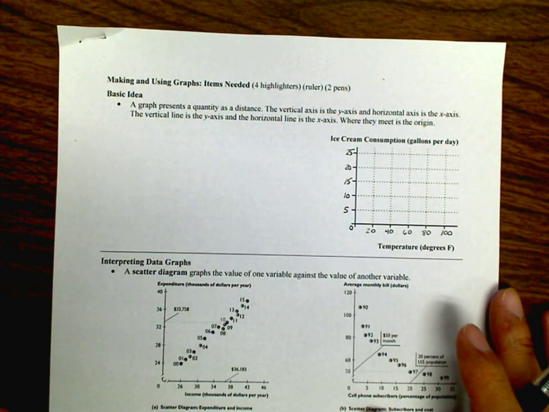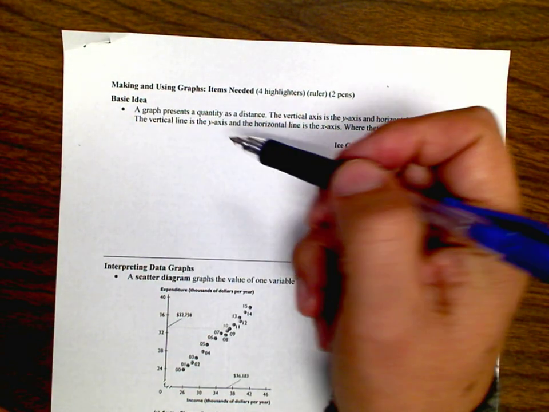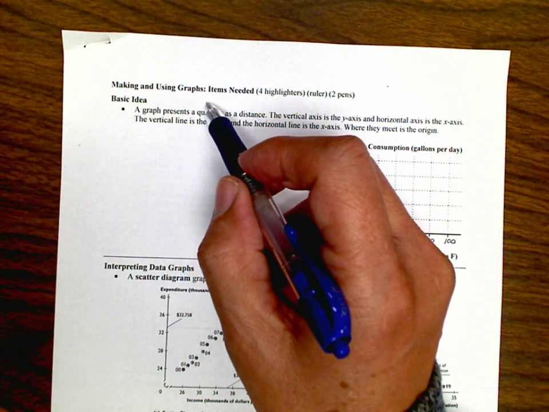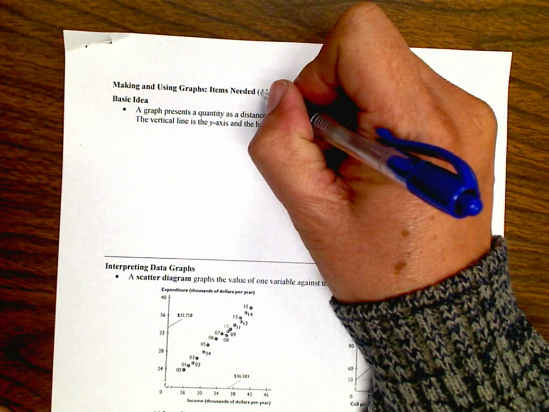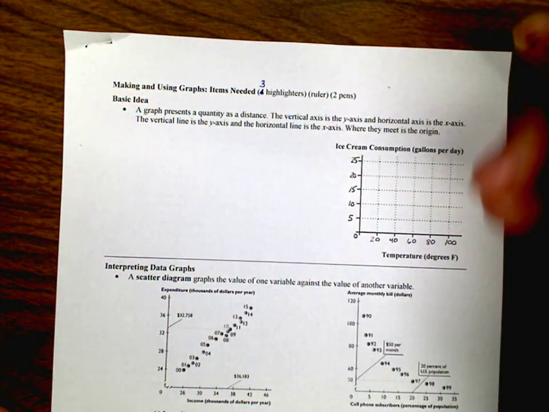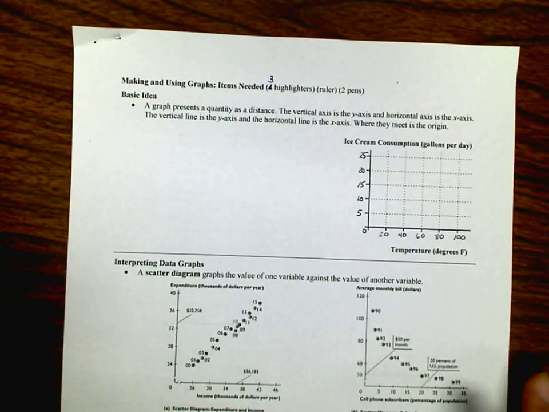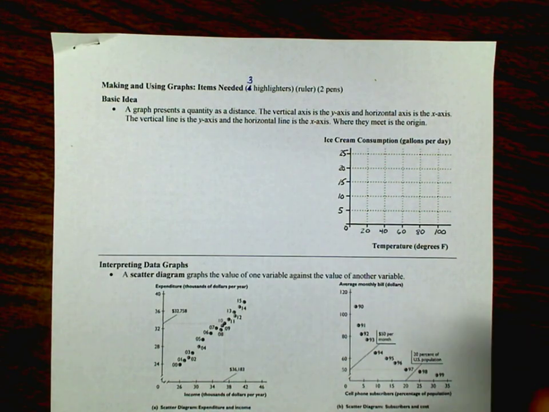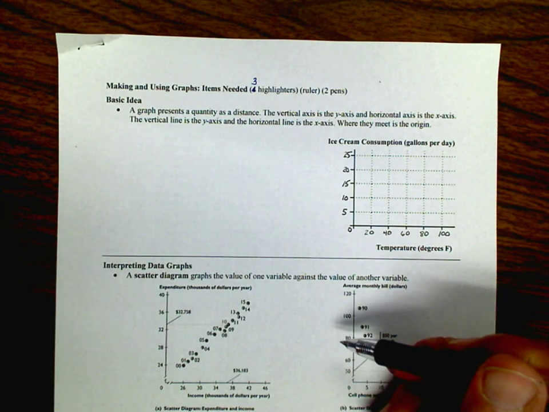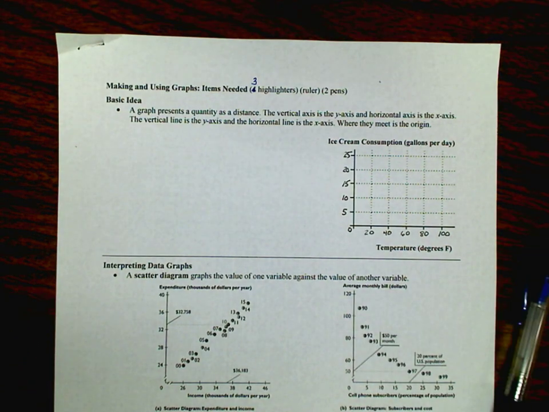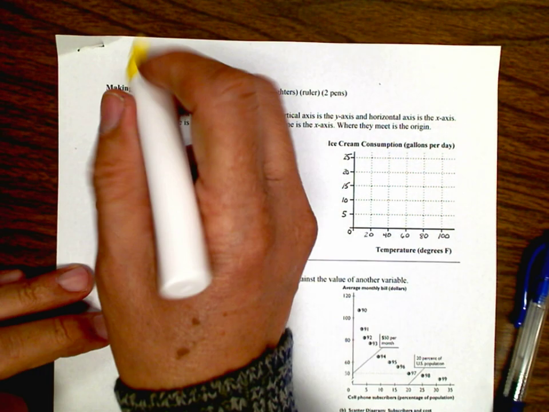All right, let's go ahead and get started. Notice we're going to be working and making and using graphs right here. Instead of 4 highlighters, you actually need 3. All right, let's go ahead and start with the first one. And we're going to go to the basics right here. So let's start with the first highlighter.